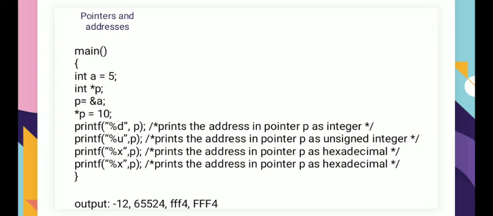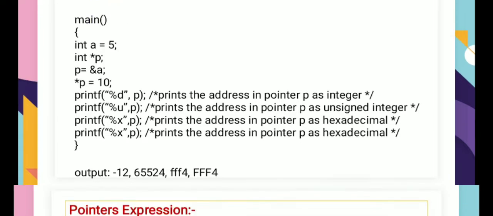But the variables are allocated memory from top to bottom, from 65,535, 65,534, and so on until 0. That is why the first answer, the negative 12, is negative.